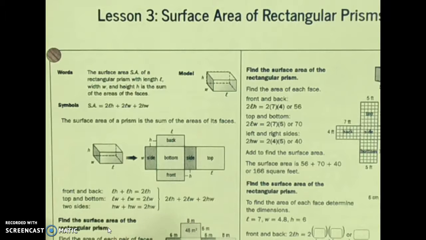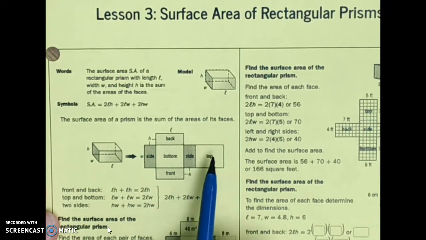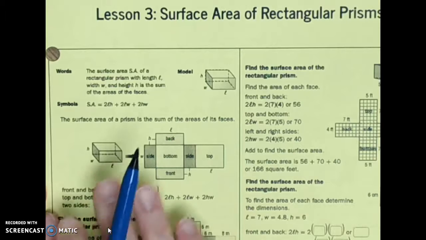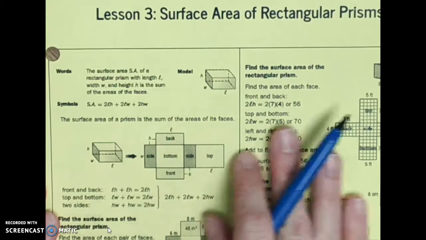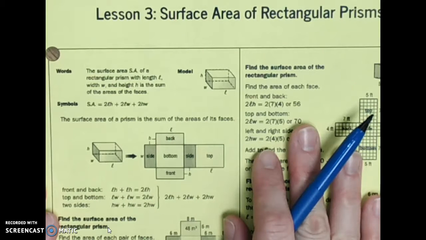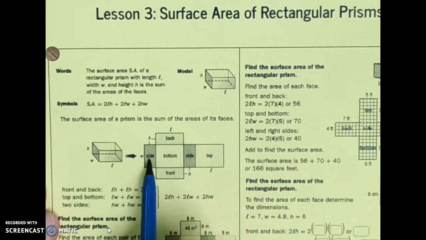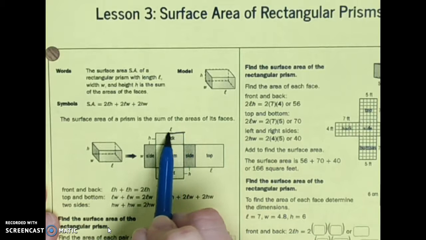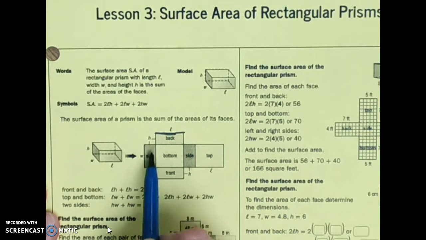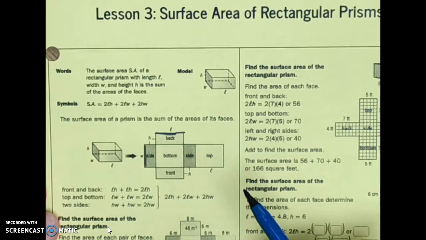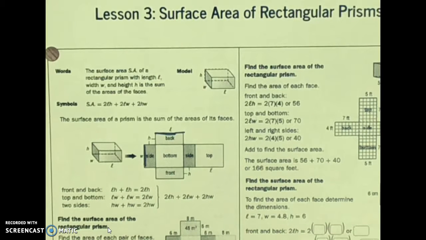So, one way you can do that is you can cut it out and look at the net of it. And the net just is like if you cut a box up and laid it flat on the ground to see the area. So we have the bottom, the front, the back, the side, and the top. This one right here is the length, the height, and then the width is right here. So you can always look back on that to see if you have trouble figuring out what is what.